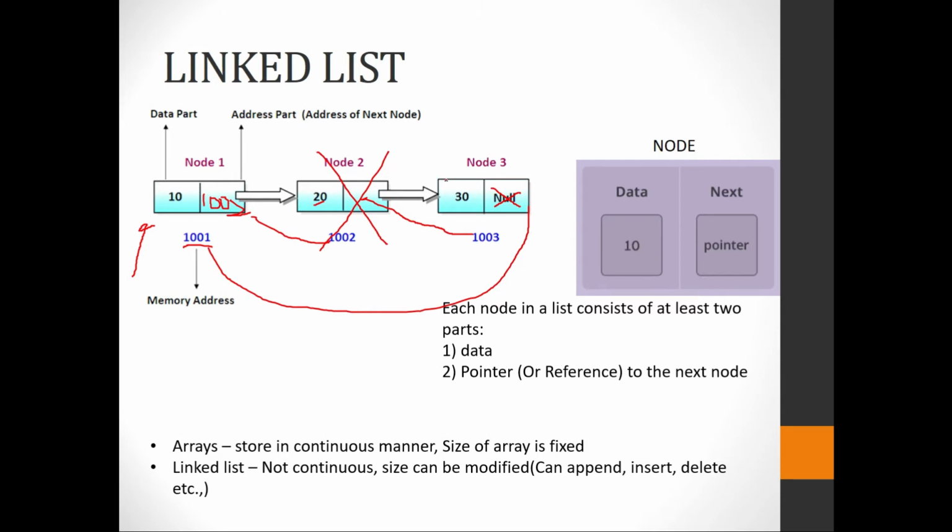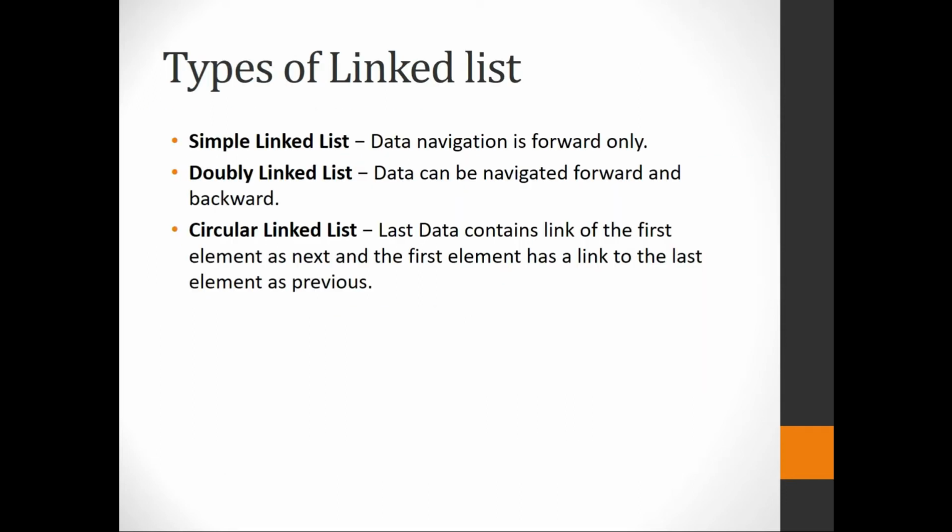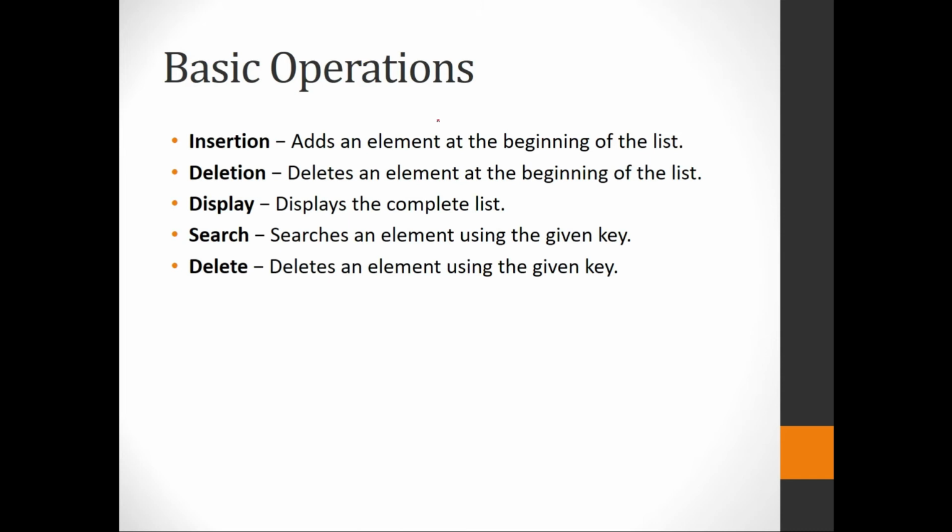So now it is circularly connected. So these are the three different types of linked list. Okay, now we'll see what we can do in the linked list. You can insert or add an element at the beginning of the list or at the end of the list. We call it append.